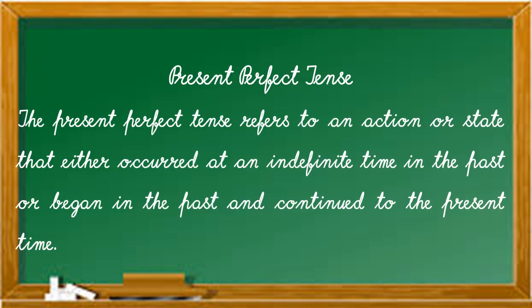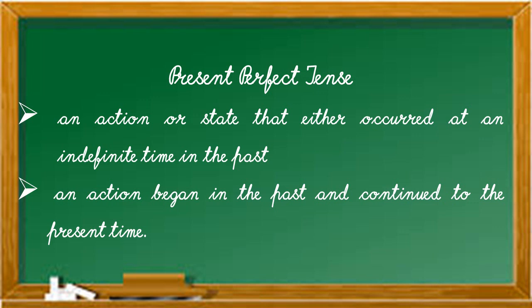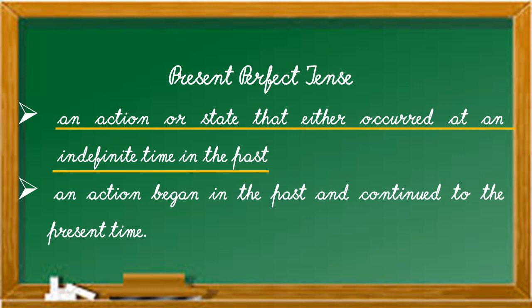The present perfect tense refers to an action or state that either occurred at an indefinite time in the past or began in the past and continued to the present time. Now we have to understand this definition in two parts. In the first part, it states that an action or state had occurred at an indefinite time in the past. This means that some action had taken place in the past, but the time of action is not important or indefinite. The meaning of indefinite is unspecified.